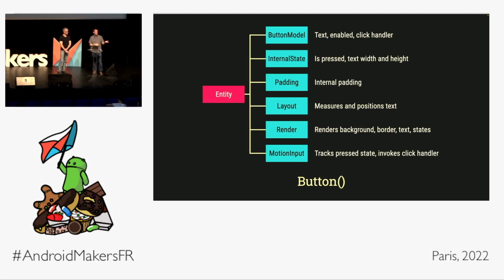That's how it tracks its measurements, the press state when you click on it. It has internal padding, and all that stuff is just data for now. And then it has layout and render, which are behaviors. So they're components that are in charge, obviously, of doing the layout and the rendering. And finally, there's motion input, another behavior that's going to be in charge of handling clicks.